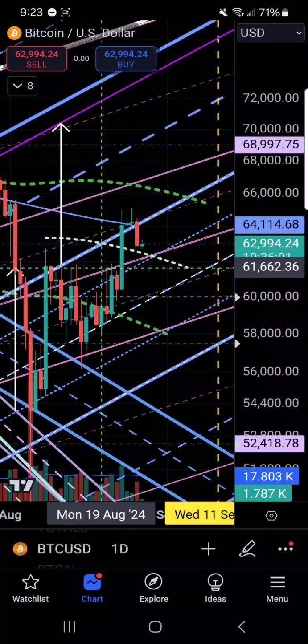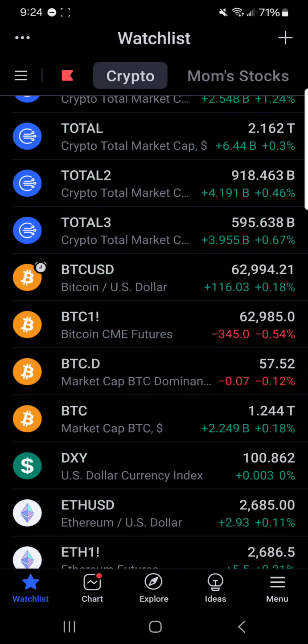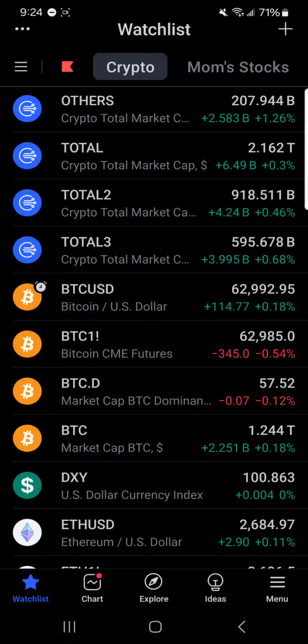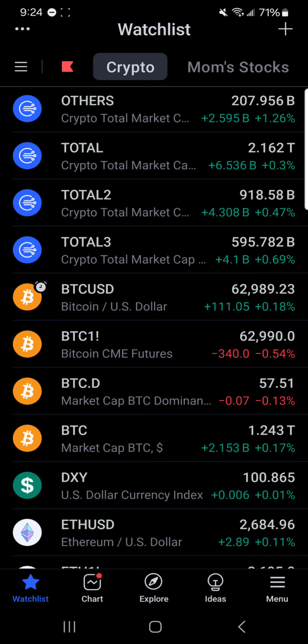What's interesting, though, as well, if you look at CME futures, in the middle of your screen is the Bitcoin US dollar index at 62,992 right now. Futures is just below it, trading at a discount to spot, which usually isn't the case if we're bullish. But we are coming into the end of the month. I'm not quite sure how that affects things.